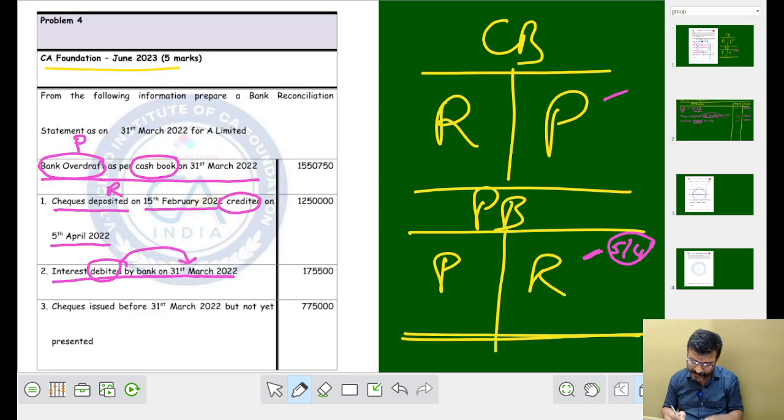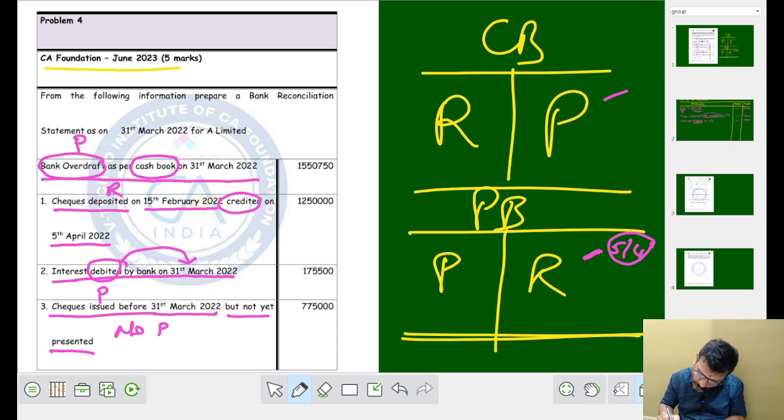See the next one. Checks issued. Issued means what? Payment. Before 31st March, means during our financial year, but not yet presented. What do you mean by not yet presented? No payment in the bank. Where is the check supposed to be presented? To the bank. Not presented means no payment in passbook. See, my dear kids, very carefully, no payment in passbook. No payment in passbook means no debit in passbook. So where should I take it? I am supposed to take it in the debit side only.